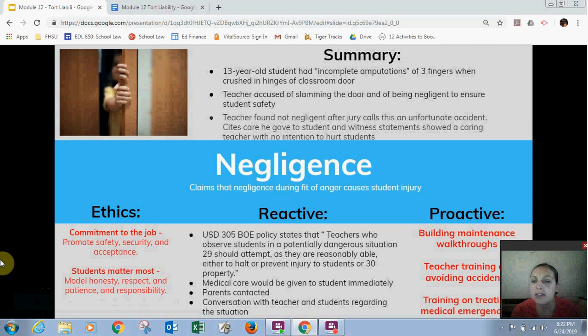So proactive building maintenance walkthroughs, I guess maybe a door stopper or something like that could have kept that from happening. Teacher training just on avoiding accidents and how to treat medical emergencies. This one just seems overall, it's hard to be proactive when it's something that's an unfortunate accident, like recess injuries or running into walls.